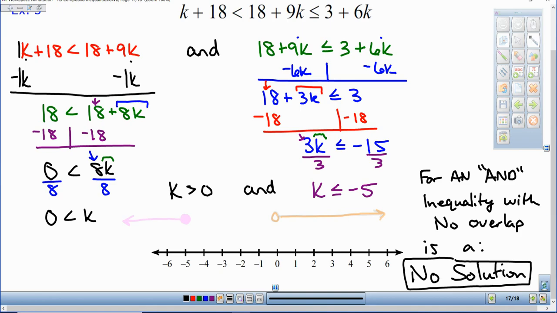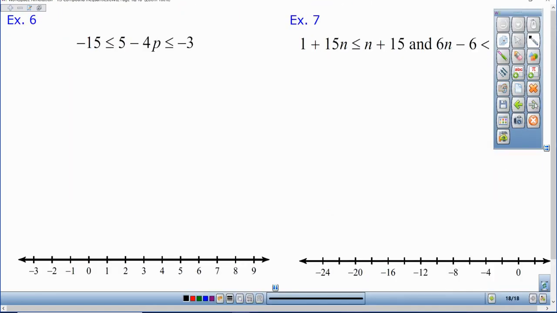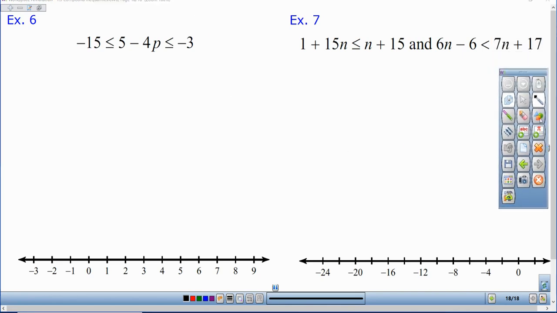Okay, let's go to this last page where we have 2 more examples. One of the types that doesn't say and one of the types that does say and. And then I'm going to add on just a couple little notes about special situations that could show up. So since our variable is only in the middle, we can isolate that just by subtracting 5 on each side.